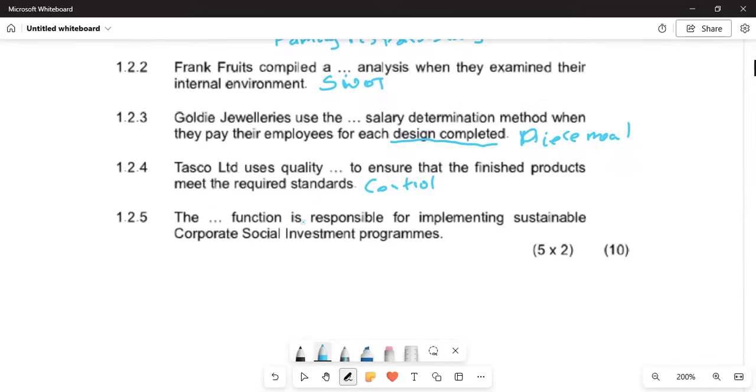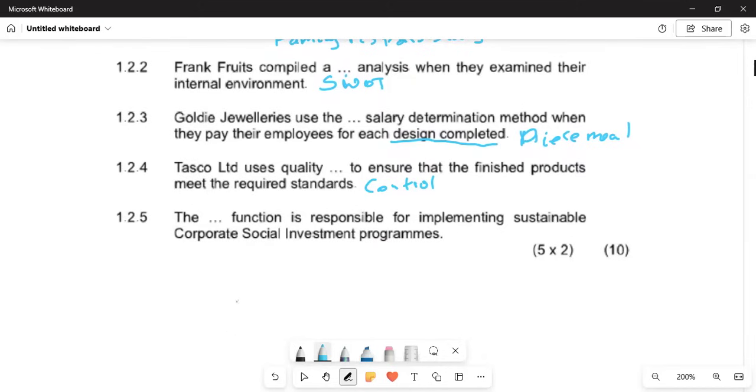So when talking about quality control, it ensures that finished goods meet set standards before reaching what? Customers. Finished goods meet set standards before reaching customers. That is very important.